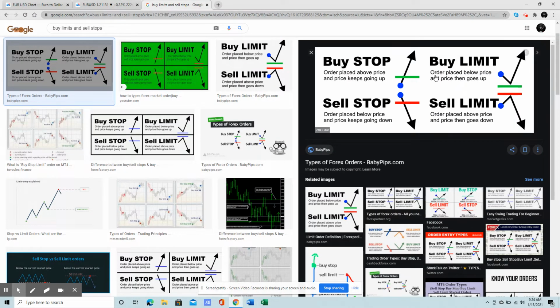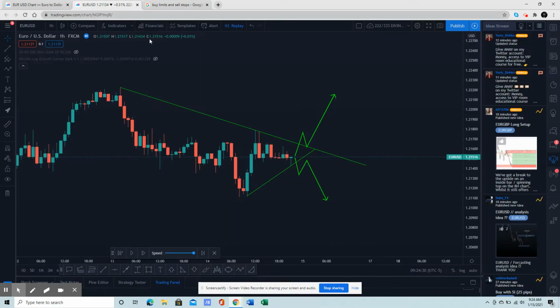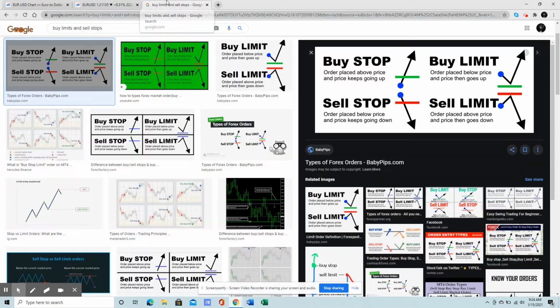Then you've got a buy limit. So this is below. Let's say I want to have a buy order down here. If price reaches down here, it automatically buys it, and we don't have to be here to monitor.